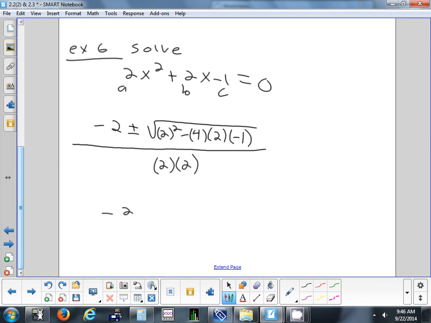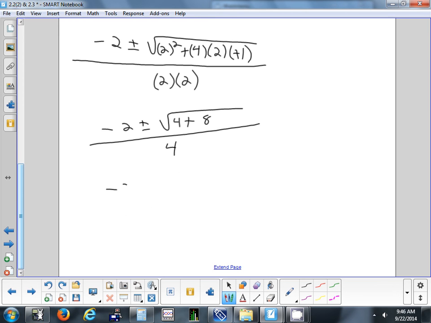Okay, so we're going to get negative 2 plus or minus the square root of, we have minus a minus, so that's going to turn into a positive. So we're going to have 4 plus 4 times 2 times 1 gives me 8, all divided by 4. So it's the square root of 12 for the discriminant. How does the square root of 12 simplify? Yeah, 2 square roots of 3. Okay, 2 square roots of 3.